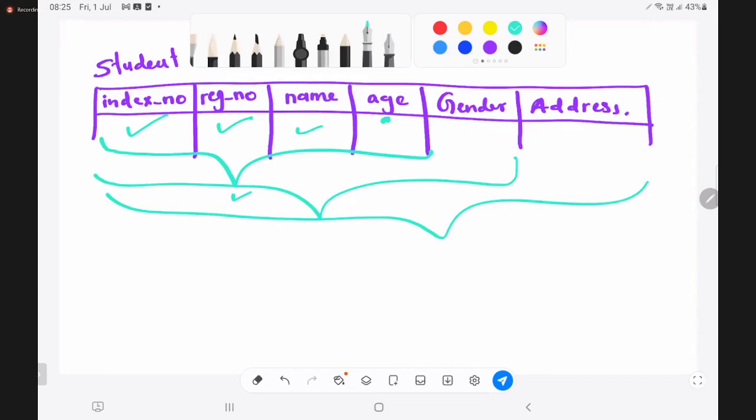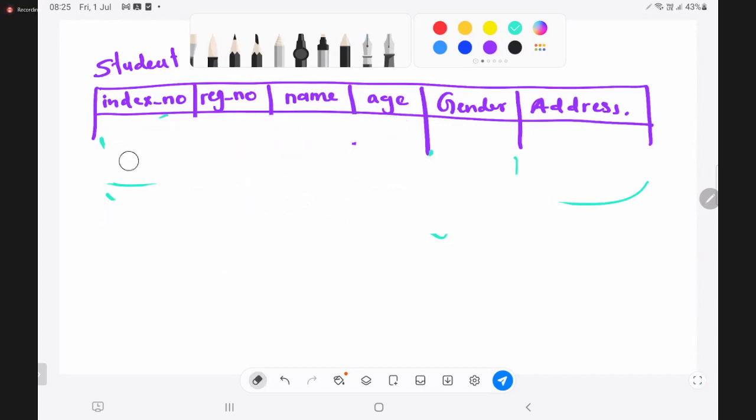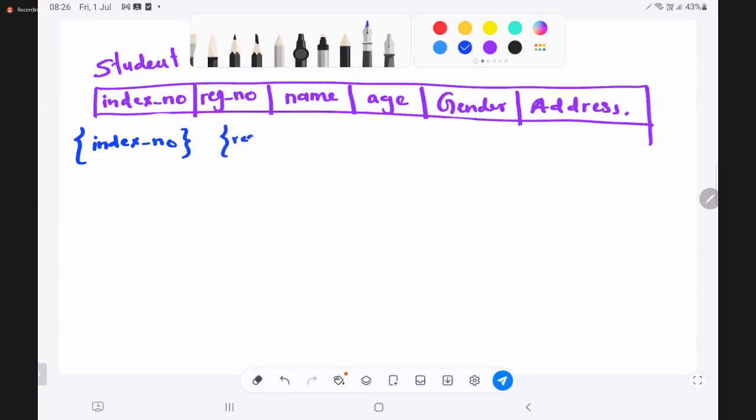Right? So you can take all these six also. There are some subsets you can find, right? Let's see. That means you can find the details using only index number. You can find the details using only index number. Or you can find the details from registration number also. You can find the details.